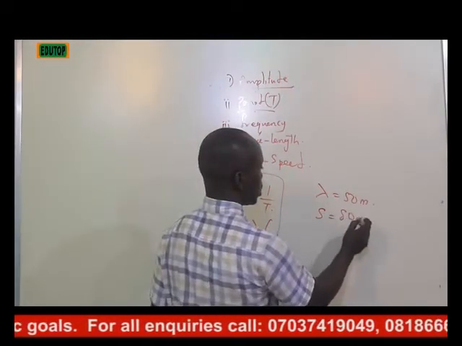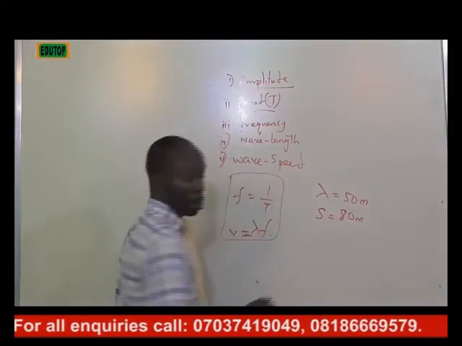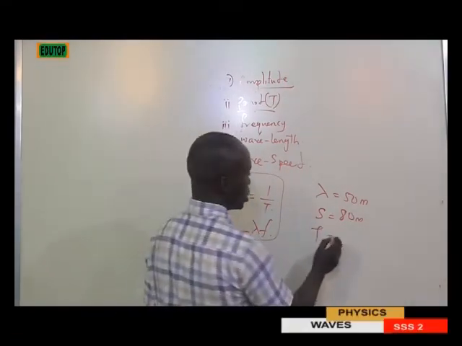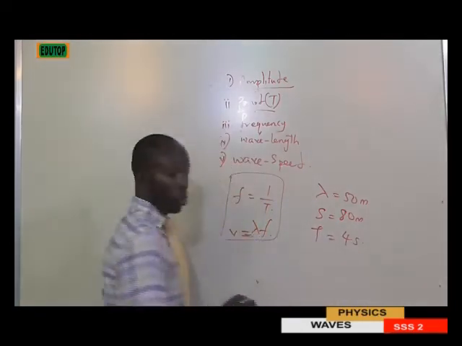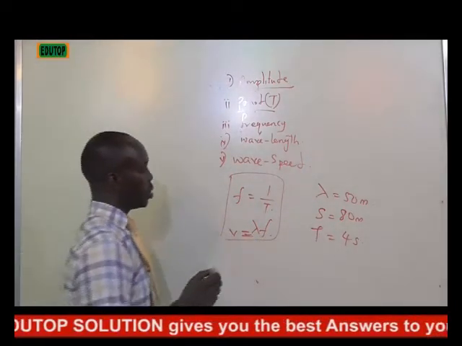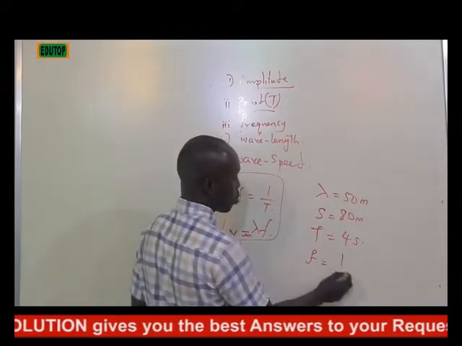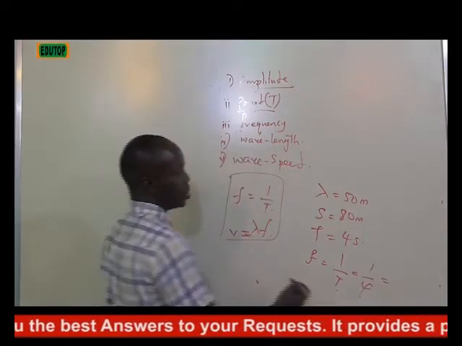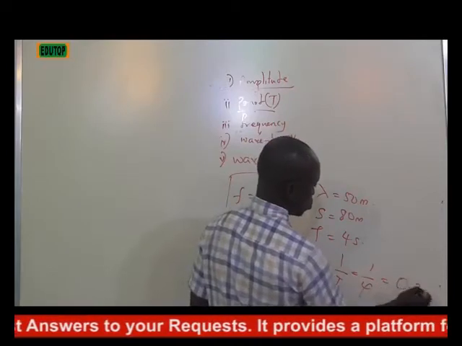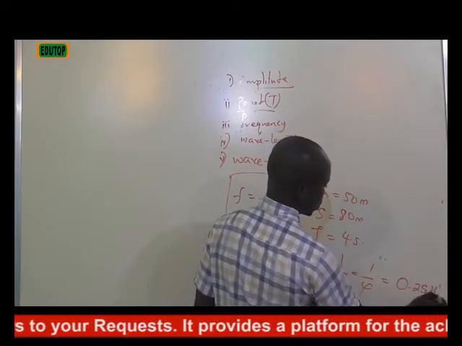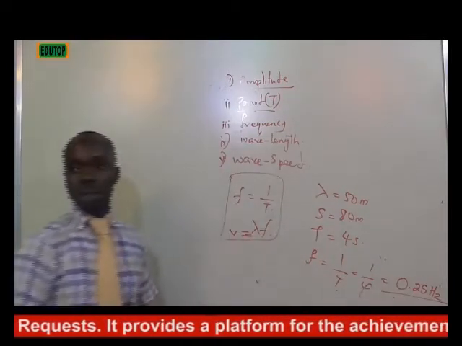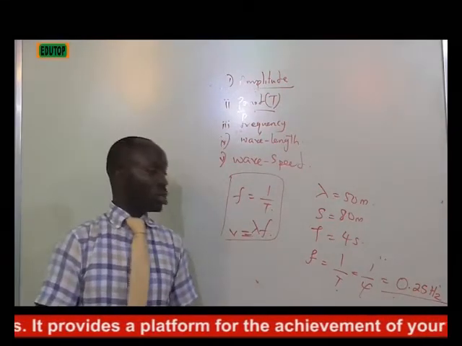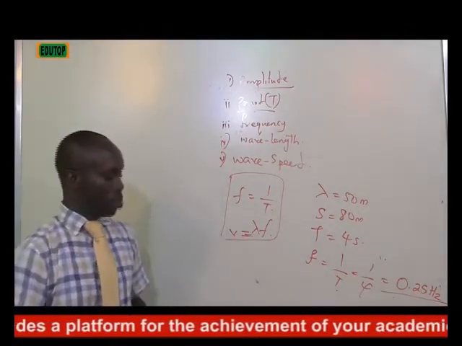80 meters. We are given our period T as 4 seconds. We are told to calculate the frequency of the wave. To get frequency, it is just 1 over period. That's 1 over 4. By the time you divide, you're going to have 0.25 s⁻¹. This will be my frequency. So that is just the value of the frequency that will be obtained.